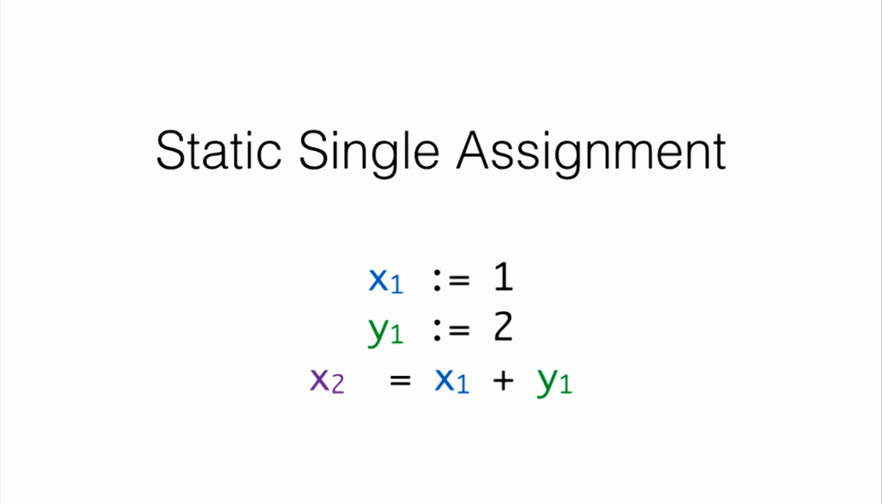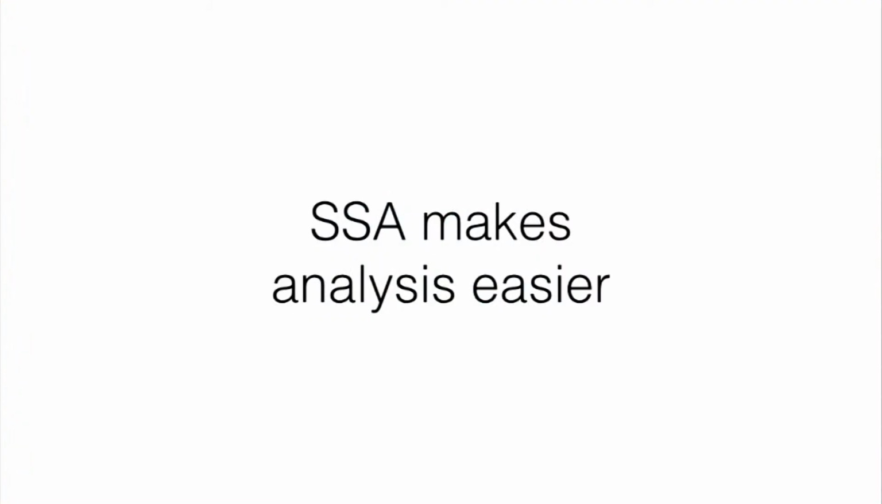So we have an x1 now, that's 1. We have a y1, that's 2. And then now we can see x2 comes from these 2 other variables, these versions of the variable. Now you see this a lot in functional languages. But when you take your Go code, you can bring it down to this SSA form. You get a lot of that benefit of single assignment. So having these versions and being able to track where your values come from and following that flow makes the analysis easier when you're trying to analyze your code.